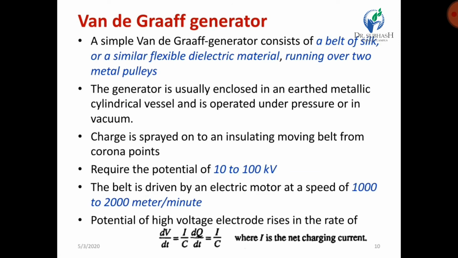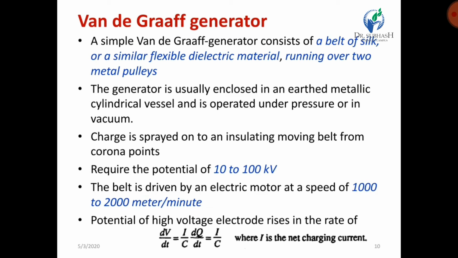A simple Van de Graaff generator consists of a belt of silk or a similar flexible dielectric material running over two metal pulleys that we have seen in the construction. The generator is usually enclosed in an earthed metallic cylindrical vessel and is operated under pressure or in vacuum. Charge is sprayed onto an insulating moving belt from corona points, requiring a potential of 10 to 100 kV. The belt is driven by an electric motor at a speed of 1000 to 2000 meters per minute.